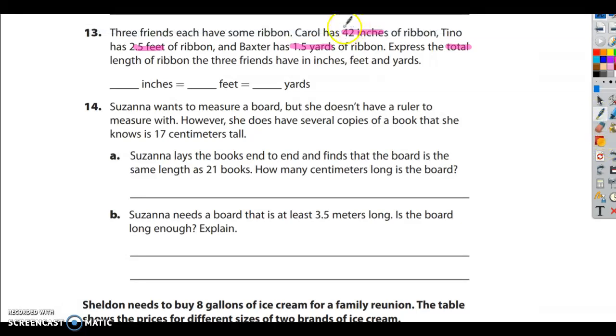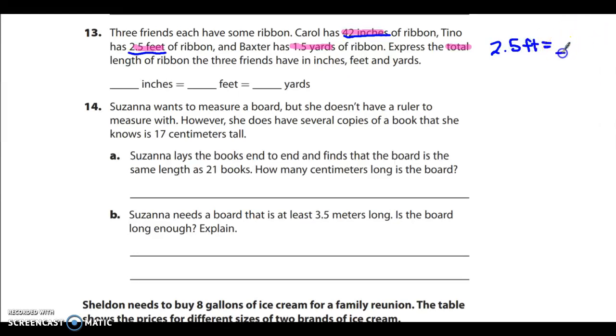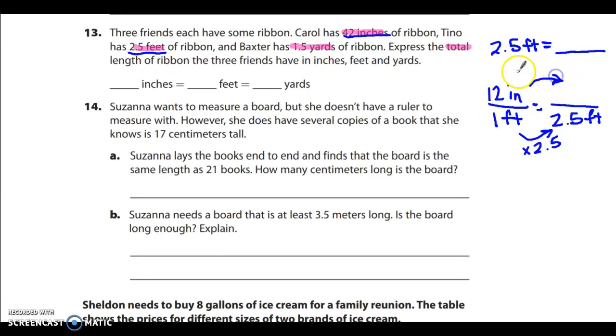I'm going to add up 42 inches, and convert the others to inches. So 2.5 feet is how many inches? Well, I know that there are 12 inches in 1 foot. Now I'm trying to figure out 2.5 feet, so I'm going to multiply 12 by 2.5. We can review from Module 5 how to multiply decimals.